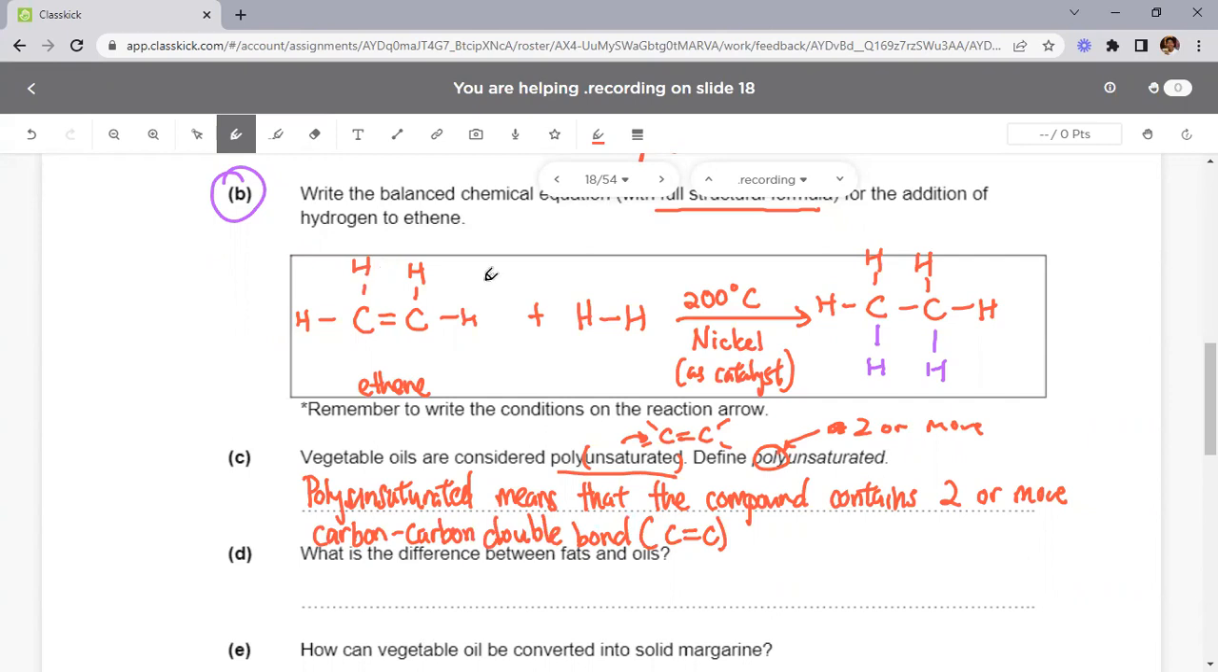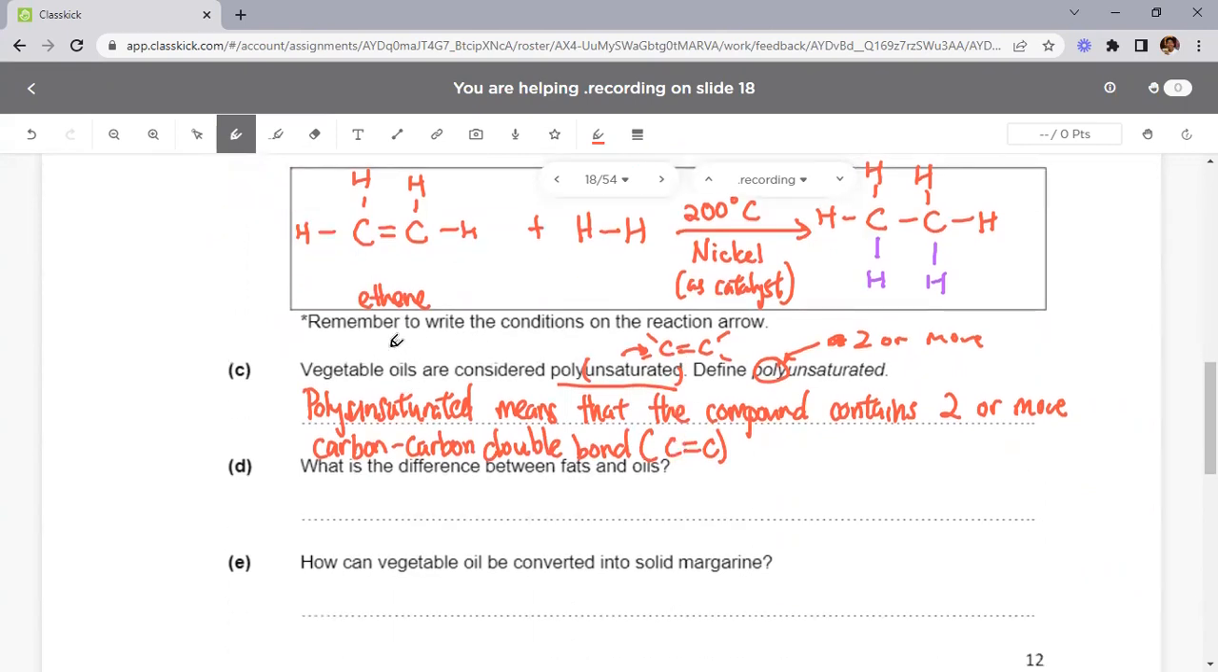Okay, so vegetable oils are polyunsaturated, so they are oils. Then of course, what's the difference between oil and fats, right? So I mentioned that oil, okay, is a liquid.